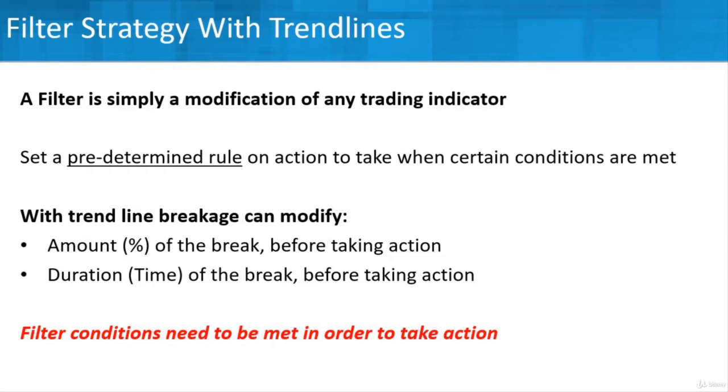But in this case, we're looking for a trend line breakage, right? We're doing a filter, a predetermined rule that when a trend line is broken, we can modify the clear rule of whether to buy or sell by adjusting it with a filter. And that filter can be an amount or a percentage of the break. So it needs to break by a certain percentage before we'll take action, not simply breaking, but has to do so by a significant or certain percentage breakage, or duration or time of the break. How many, let's say, time periods, maybe a day or days after, before I take action. So I'm not taking action immediately. I might be taking action because I've modified my indicator to let it be out there a little bit more in terms of time.